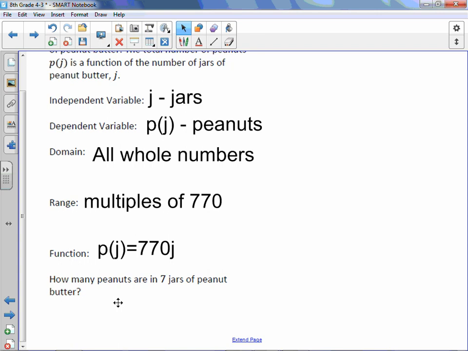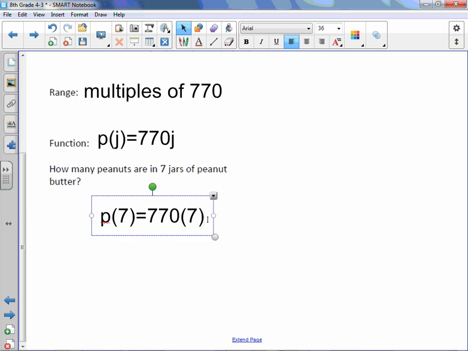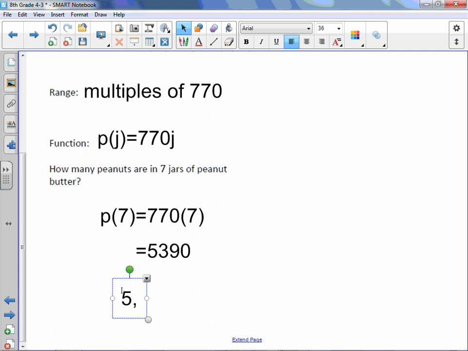And last but not least, how many peanuts are in 7 jars of peanut butter? We're starting with our function, but instead of J for jar, I have 7 jars, so plug in 7 where J is. So P of 7 equals 770 times 7. And 770 times 7 is 5,390. So our answer here is 5,390 peanuts.